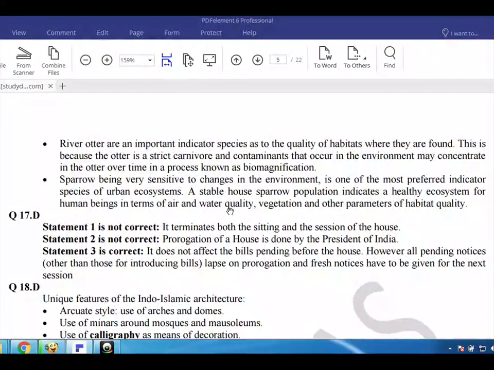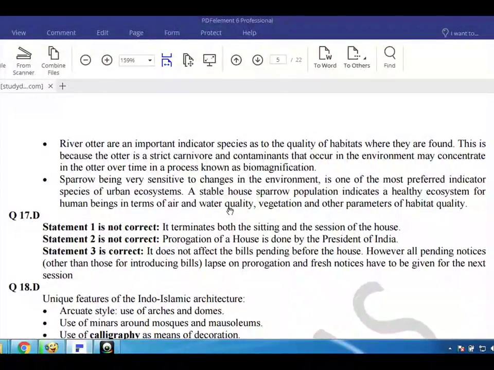River otter are an important indicator species as to the quality of habitats where they are found. This is because the otter is a strict carnivore and contaminants that occur in the environment may concentrate in the otter over time in a process known as biomagnification.